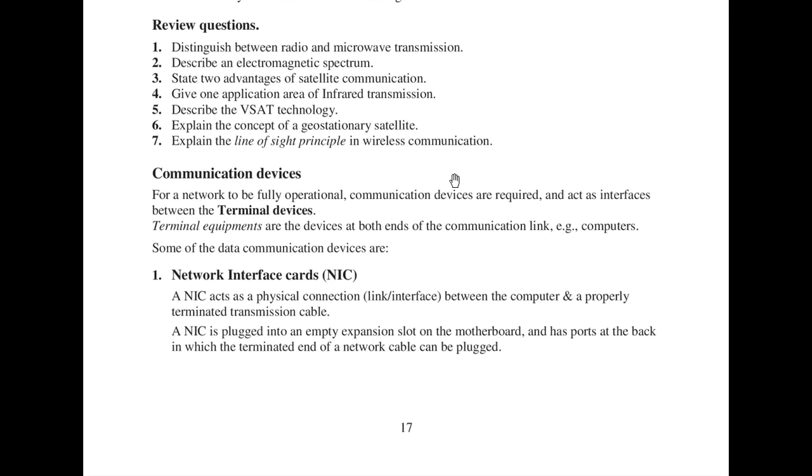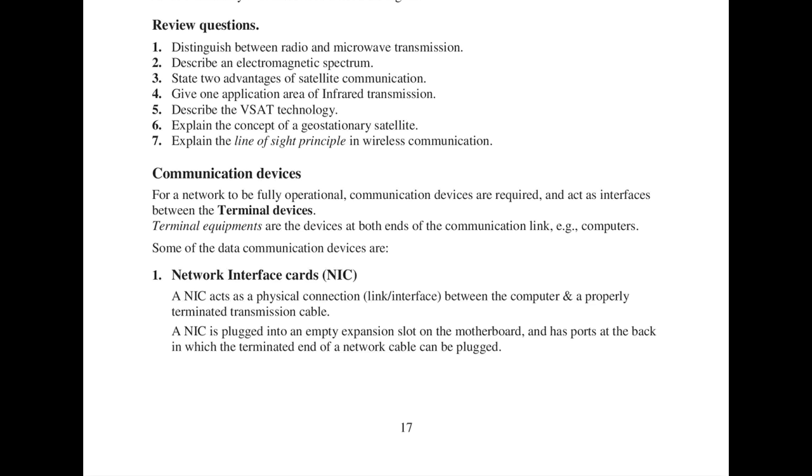Then we have communication devices. This is very crucial. For a network to be fully operational, communication devices are required, and they act as interfaces between the terminal devices. Terminal devices are devices at both ends of communication. If your sister has a mobile phone and you have a mobile phone, or your brother has a mobile phone and you have a mobile phone, then those can be called terminal devices, since there is a communication device between them.